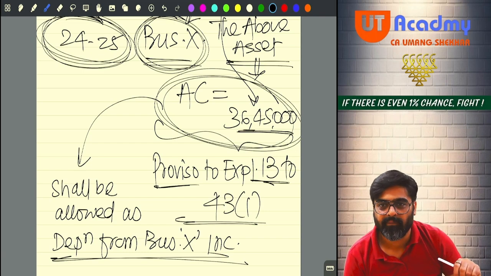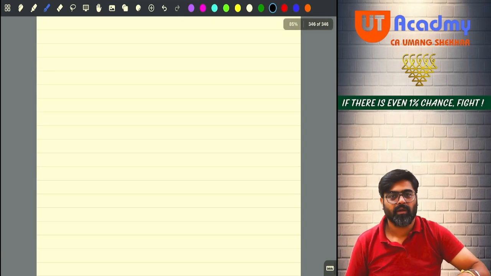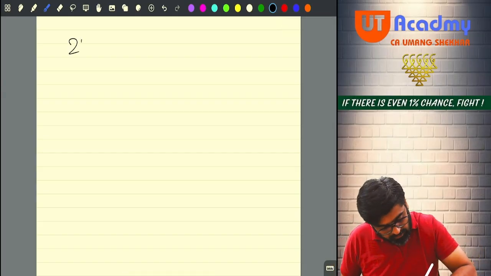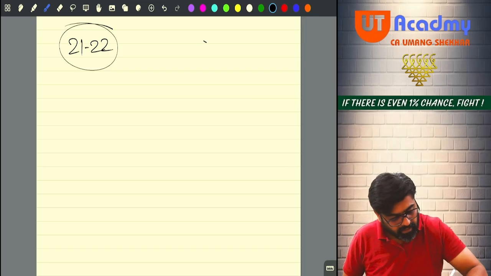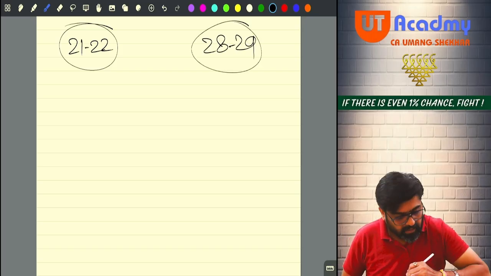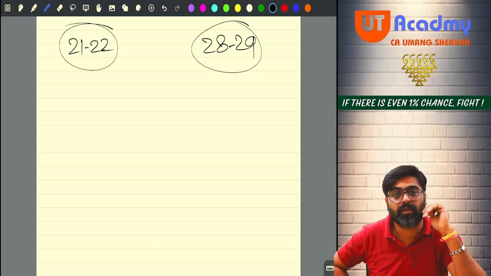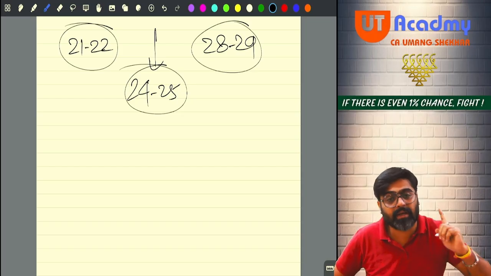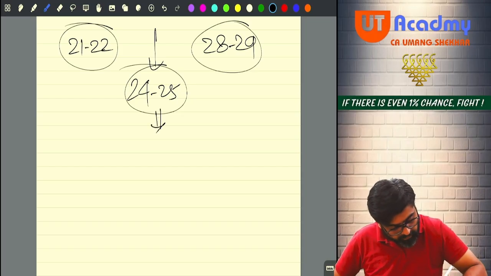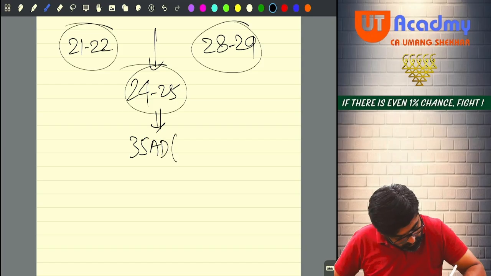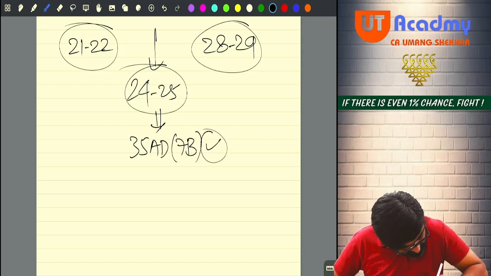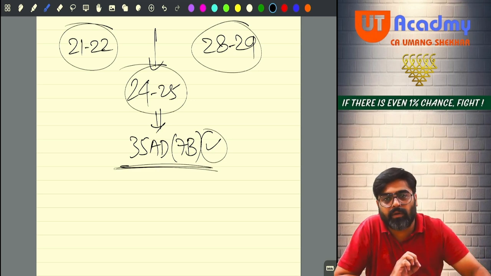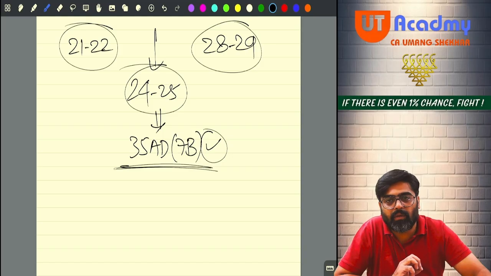7B got applicable. Got it? Now see, what promise did you make? 7 years, no? So the asset was acquired in 21-22. Till 28-29, the asset was supposed to be there in the same business. So if you break the promise, meaning in 24-25 the asset is used in another business, then only 35AD subsection 7B is applicable. Then only it is applicable. Understanding what I am trying to tell you?